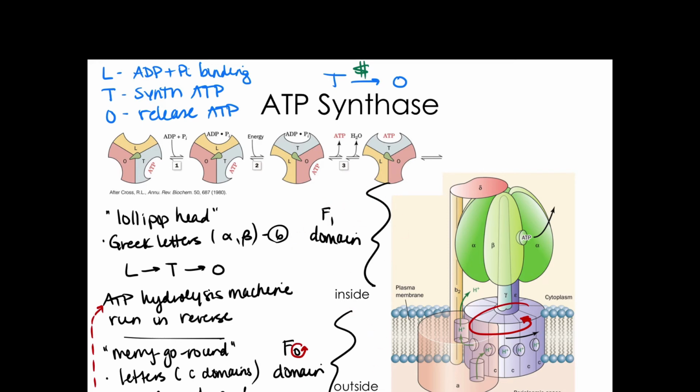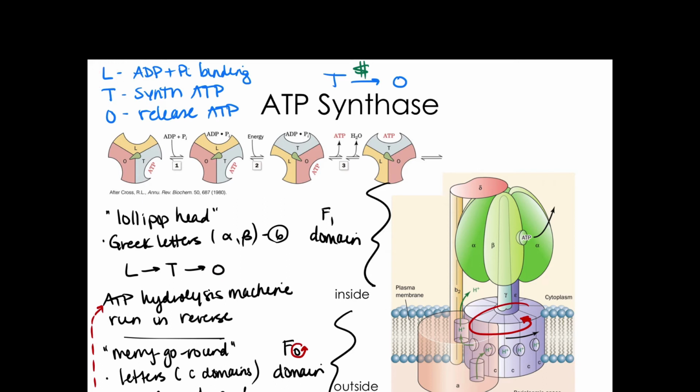This F1 domain, we call it the lollipop head. We basically have these Greek letters that refer to these orange segments, if you will, alpha and beta segments that we have here. There's going to be 3 sets of them. And these proteins actually toggle between a loose, tight, and open conformation. Loose, tight, open, loose, tight, open, loose, tight, open.